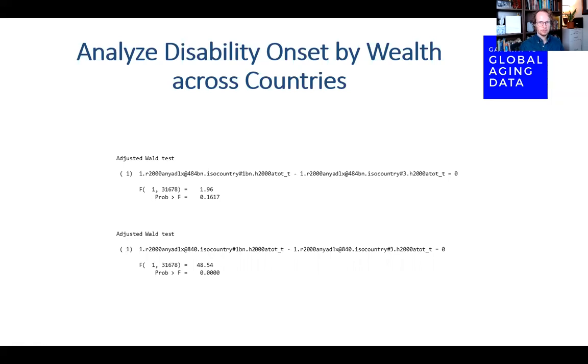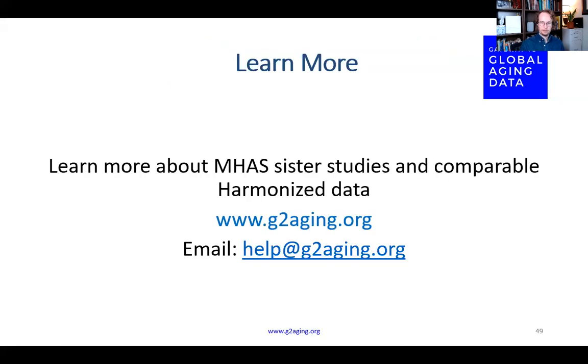I hope that was informative about how you would use harmonized data sets and some of the common day-to-day features inside of Stata of cross-study analysis and looking at a difference in difference analysis. You can learn more about MHAS, sister studies, and comparable harmonized data sets at the Gateway to Global Aging Data. We also have a help email desk called help@g2aging.org. We try to answer emails within 24 hours if it's not on the weekends.